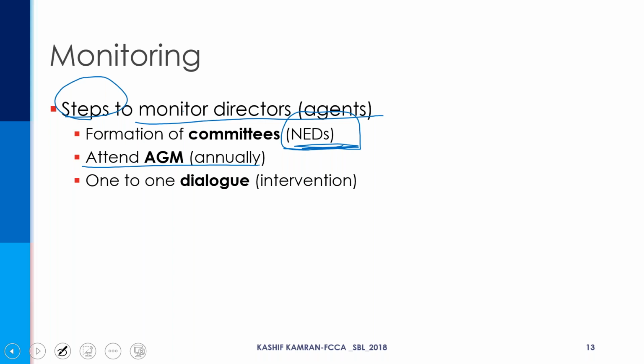And there can be a one-to-one dialogue, there can be a one-to-one intervention. Let me explain this, how basically to do the monitoring. And I hope all of you realize how important monitoring is. You cannot leave the agent without monitoring. Can we leave the agent without monitoring? Yes or no? If we do so, what is the implication of leaving an agent without monitoring?